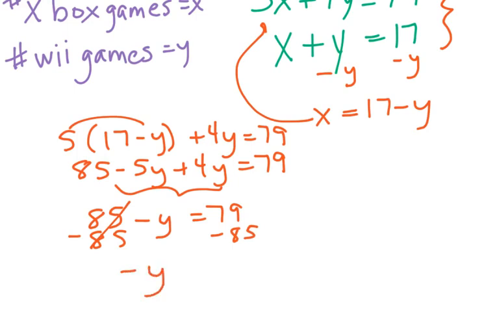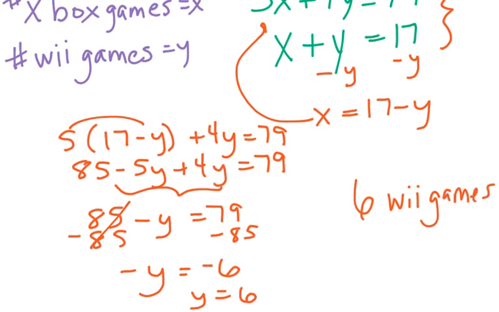And I'm going to get negative y is equal to 79 minus 85, which is negative 6. So if negative y equals negative 6, then positive y equals positive 6. So this means that he sold 6 Wii games, because that's what y is. So if he sold 6 Wii games, then how many Xbox games did he sell? Well, we know that he did however many Xbox plus 6 Wii games is 17. So you can solve that and you find out he sold 11 Xbox games.